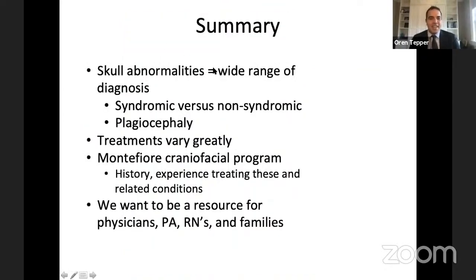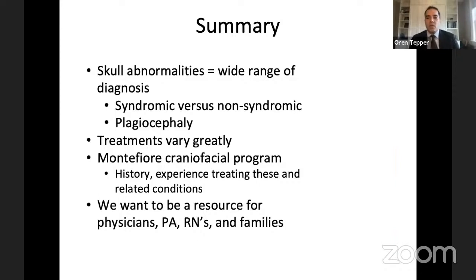So in summary, skull abnormalities represent a wide range of diagnoses. Again, just to hammer this home, the importance of syndromic versus non-syndromic are two very different conditions. In the case of plagiocephaly, there's deformational plagiocephaly, which is a positioning problem, versus something due to craniosynostosis, two very different treatment paths. And even within patients who have craniosynostosis, the treatments vary greatly.